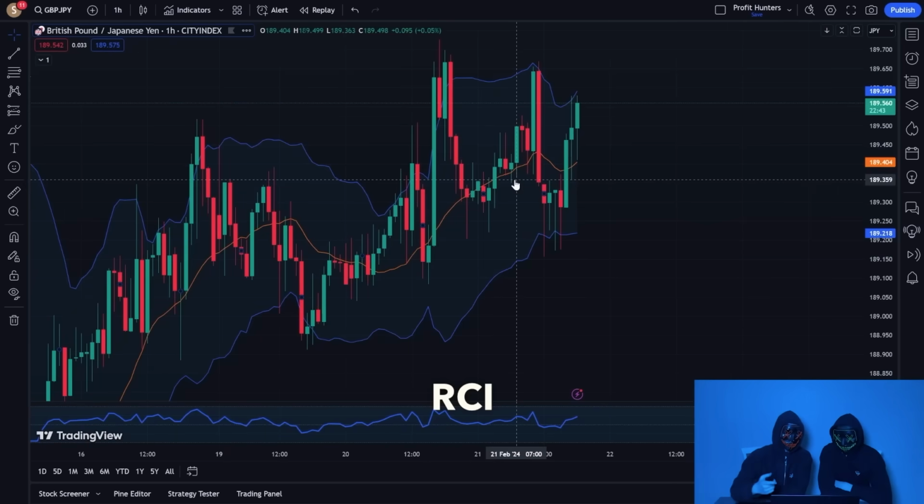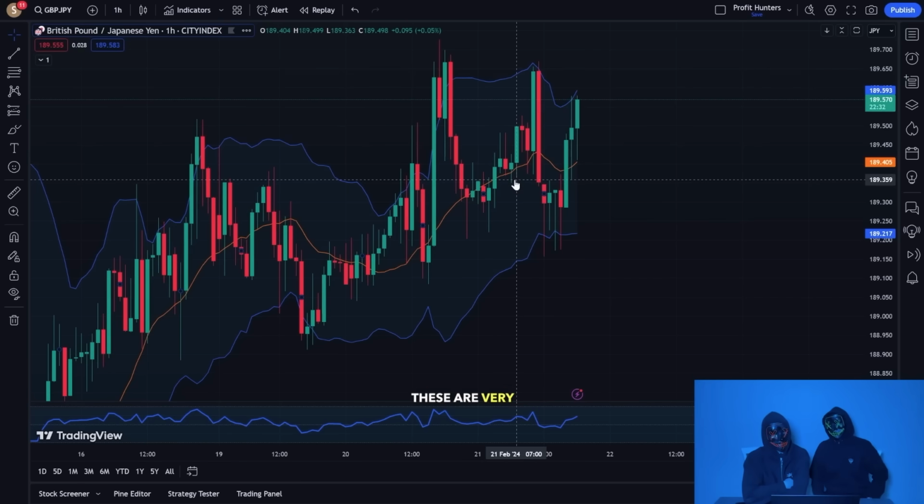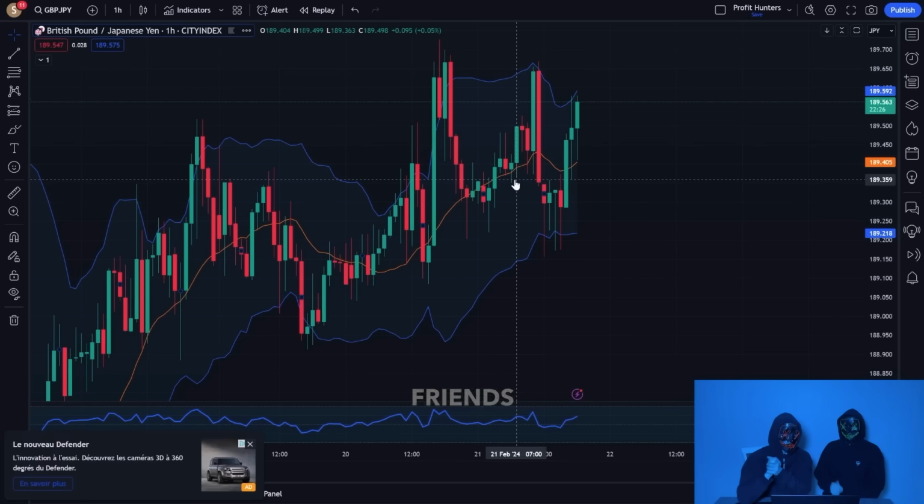Alligator and RCI. We have divergence here by RCI and by alligator. And we can observe where the global trend is moving. These are very good indicators that can help you earn your first money in trading. So friends, now I'll move to the Pocket Option platform to show you how to apply this strategy.